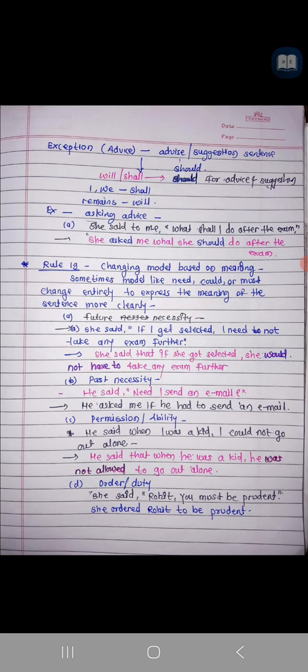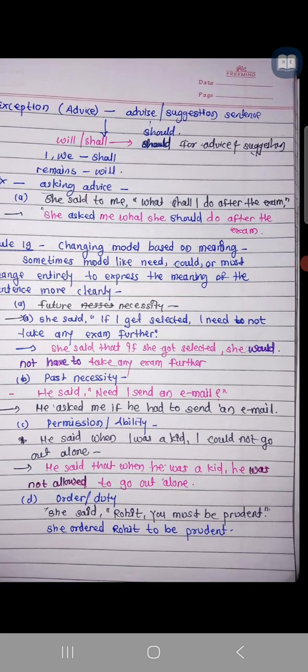Next, rule number 19, changing modals based on meaning. Sometimes a modal like need, could, or must is changed entirely to express the meaning of the sentence more clearly. Future necessity: she said, if I get selected, I need not take any exam further. Converting into indirect speech: she said that if she got selected, she would not have to take any exam further. That means here it changed to would not have to.